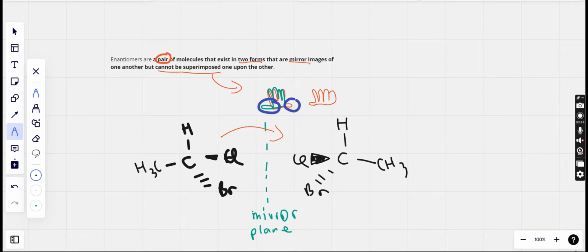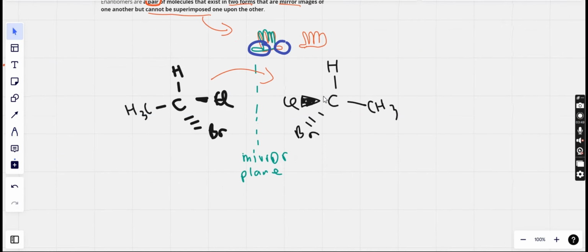And what does superimposable mean? It means that if you put this molecule right here on top of this one, let's just label them A and B, if you put A and B directly on top of each other, you will not get back the same molecule. So doing this requires some visualization.